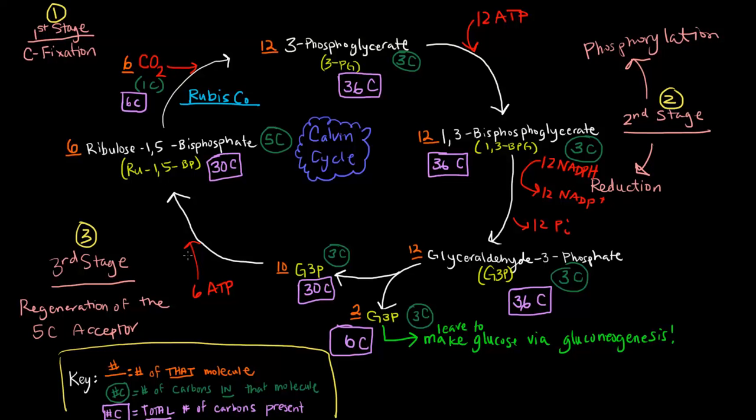Right? So this is the third and final stage, which is the regeneration of the 5-carbon acceptor. The 5-carbon acceptor, of course, is ribulose 1,5-bisphosphate. So then once we've regenerated the 5-carbon acceptor, we can begin another cycle of the Calvin cycle. So I hope that was helpful, and thanks for watching.